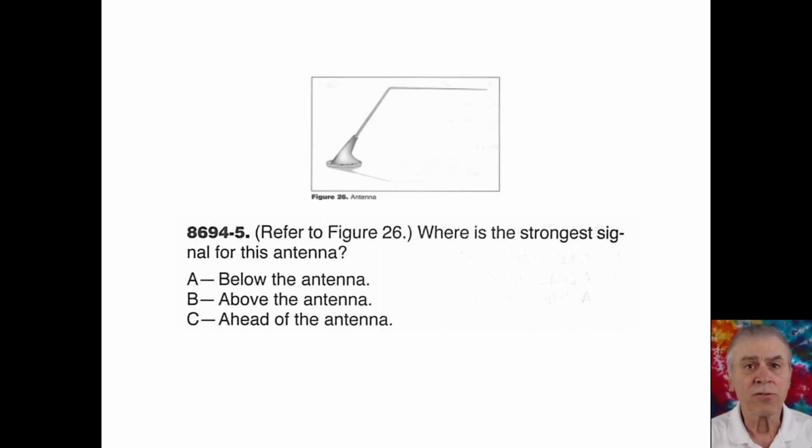Figure 26. Where is the strongest signal for this antenna? Is it below the antenna? Well, you can see in this area. Above the antenna in this area. Ahead of the antenna. Well, the three, mostly because of the way it is curved or bent. I would say the strongest signal is going to be below the antenna.